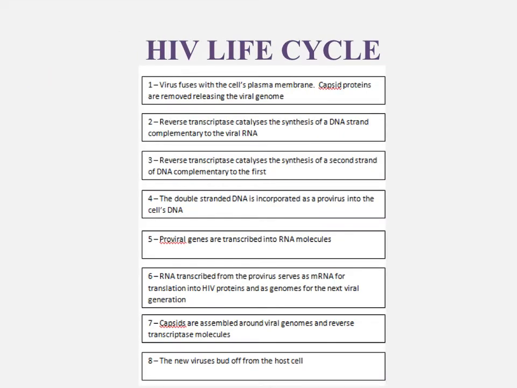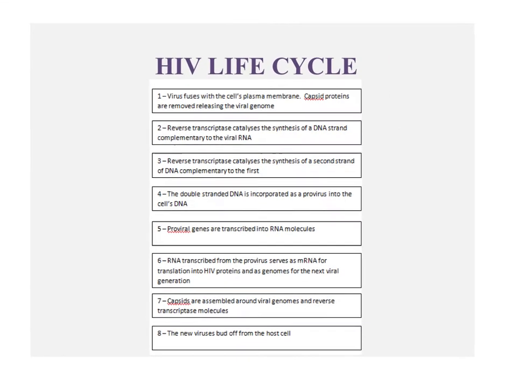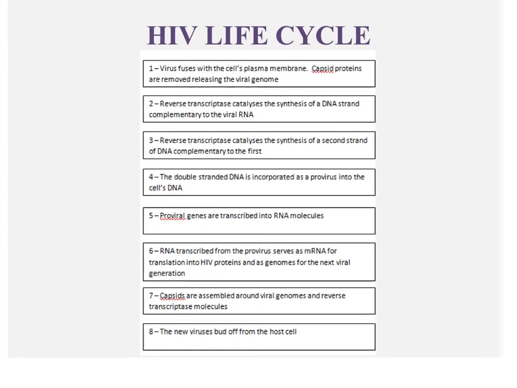So it was quite a tricky task. The first thing we needed to realise was that nothing is going to happen unless the virus is attached to the host cell. So the virus is going to fuse with the cell's plasma membrane, and the capsid proteins release the viral genome. Remember, that's 2 lots of RNA, and we've got the integrase enzyme, and we've got reverse transcriptase.